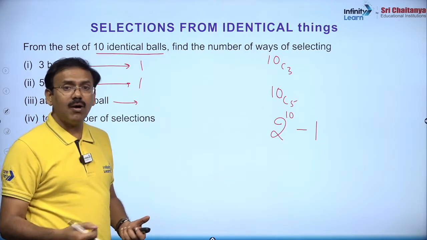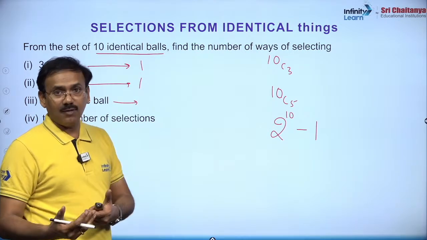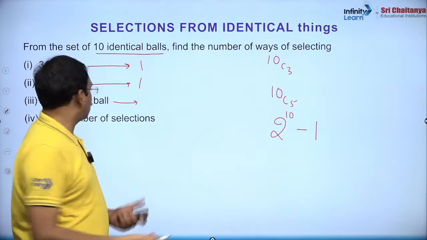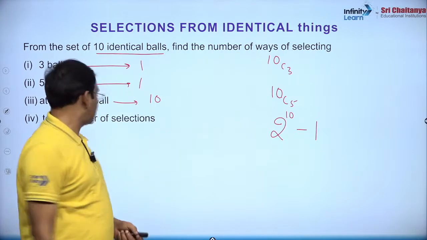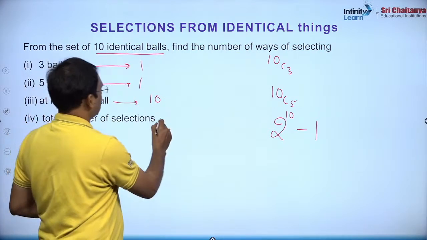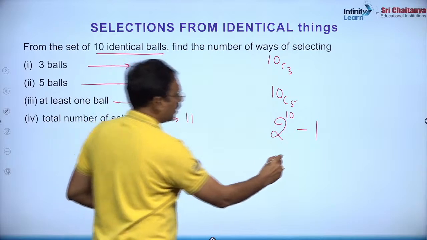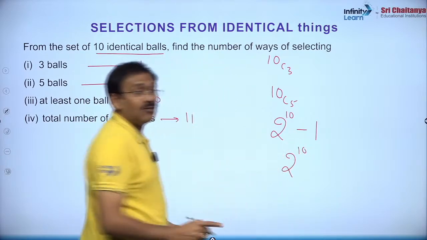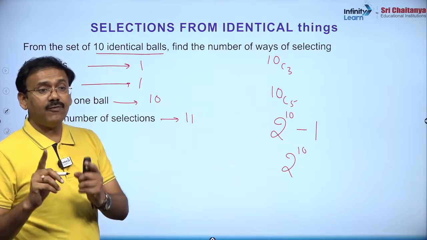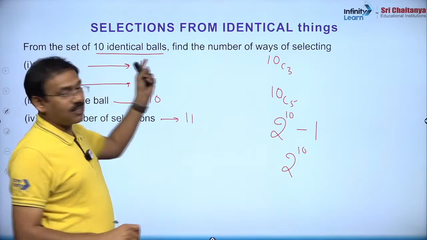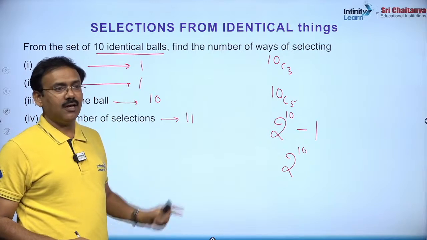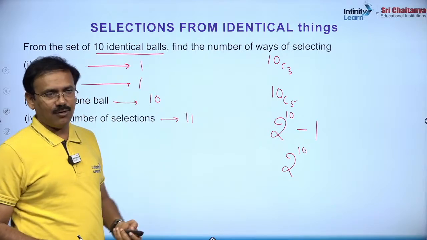You can take 1 ball, 2 balls, 3 balls, all balls or no ball. So total number of cases here you can say 10 ways, my dear friends. Total number of selections is here 11 ways, here 2 power 10. Please observe the difference between the number of ways of selecting when all balls are dissimilar, the answer is like this, and when identical, the answer is like this.